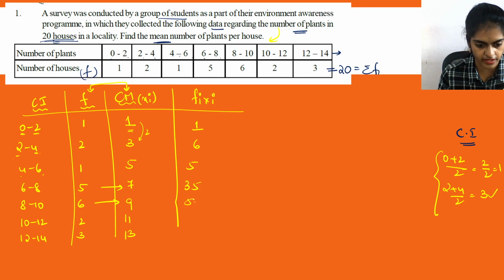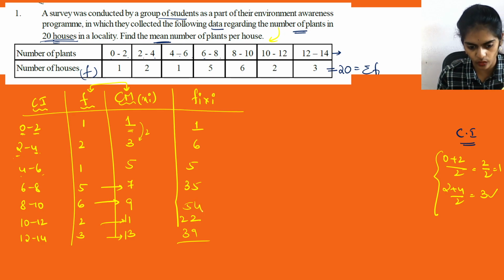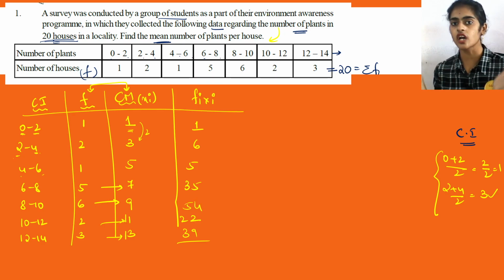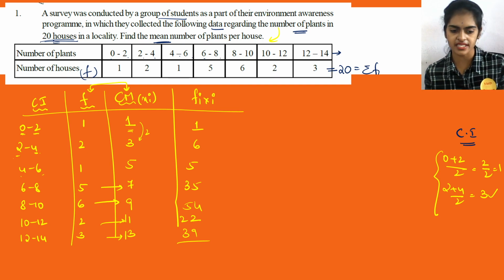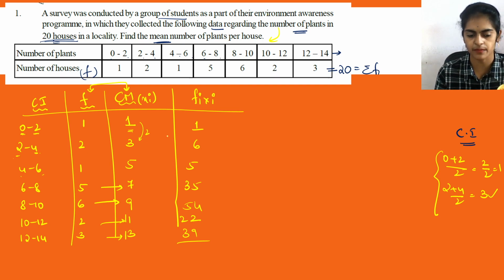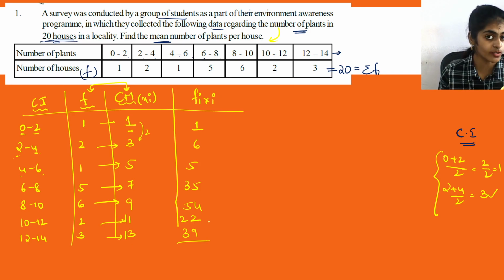6 9s are 54. And this is 22. And 13 3s are 39. Simple numbers, so we are directly using the direct method. If you are doing it directly, it is called the direct method. So I'm just multiplying: 1 into 1 is 1, 2 3s are 6, 1 5 is 5, 7 5s are 35, 6 9s are 54, 2 11s are 22, 3 13s are 39. Now what is the next step I told you? You will add all of these.